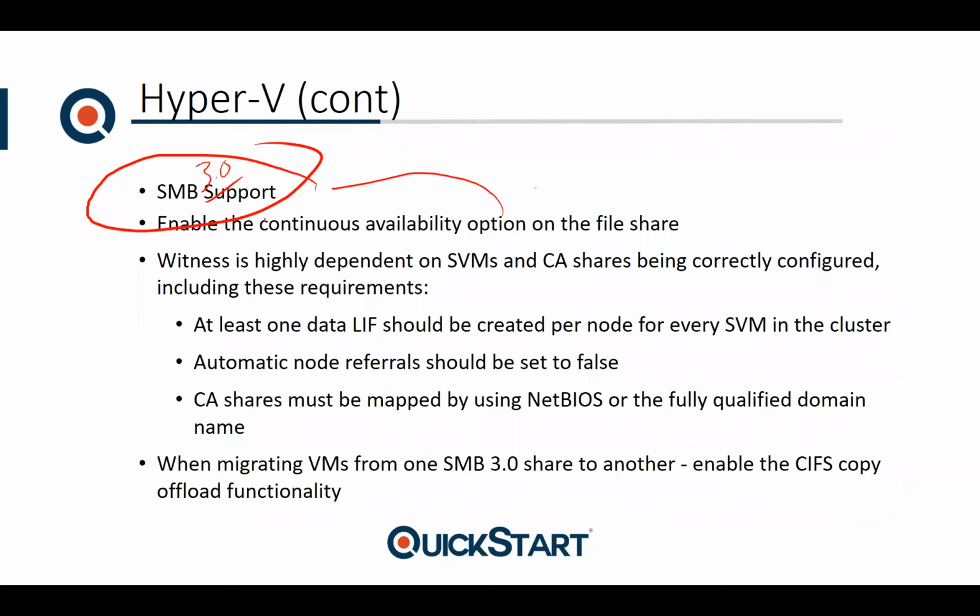Now, we do need to make sure that continuous availability is enabled for this, and that it is properly configured. So we need like a witness configuration for this. Again, I need at least one data LIF per node for every SVM. I want to set the automatic node referral to false. So there's a whole laundry list of configuration settings that we need to make both on the Windows side as well as over on the NetApp side to make sure that this works.